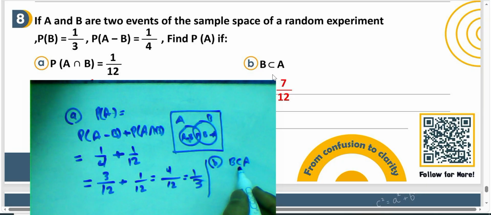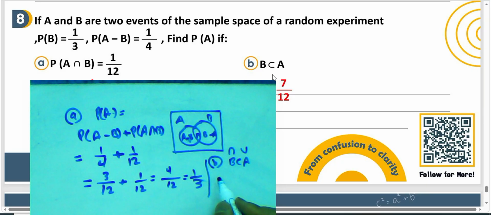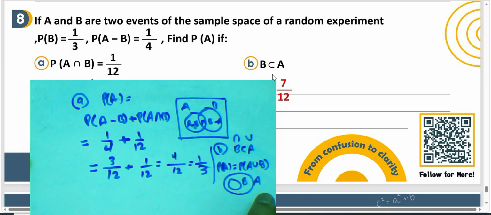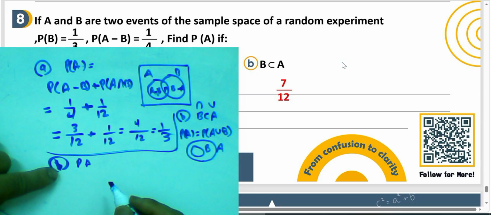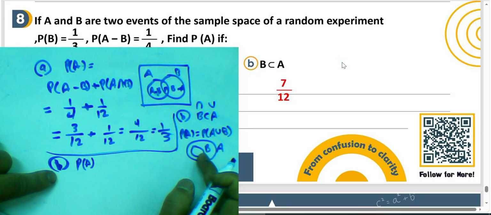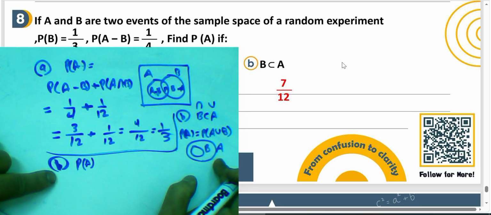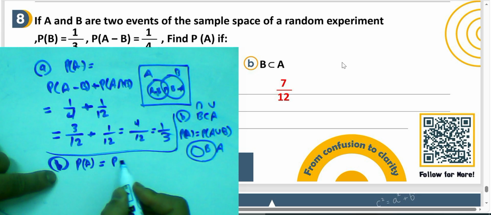And second condition, when B is a subset of A. B subset of A means the intersection between them equals B and the union will be A. He wants to find the probability of A. Then the probability of A is equivalent to the probability of A union B, because B is a subset of A. Look here, question letter B, I want to find the probability of A. In this condition, he tells me B is a subset of A. It means the probability of A is equivalent to the probability of A union B. So you want to find the probability of A union B.